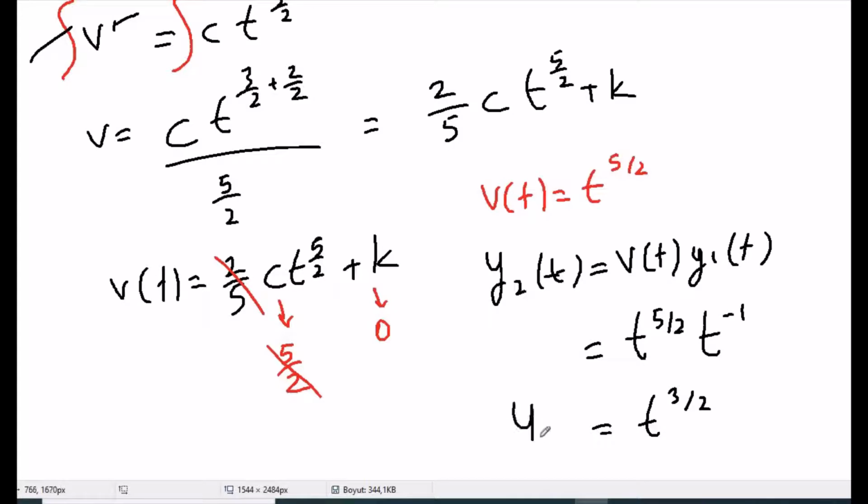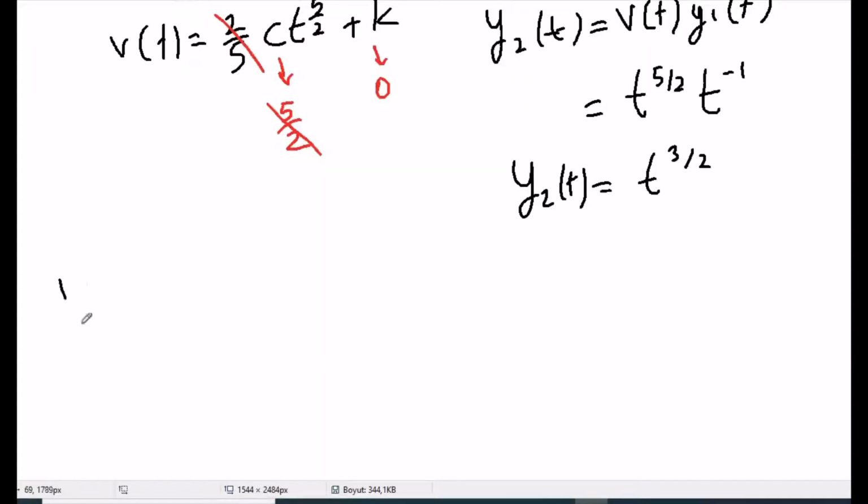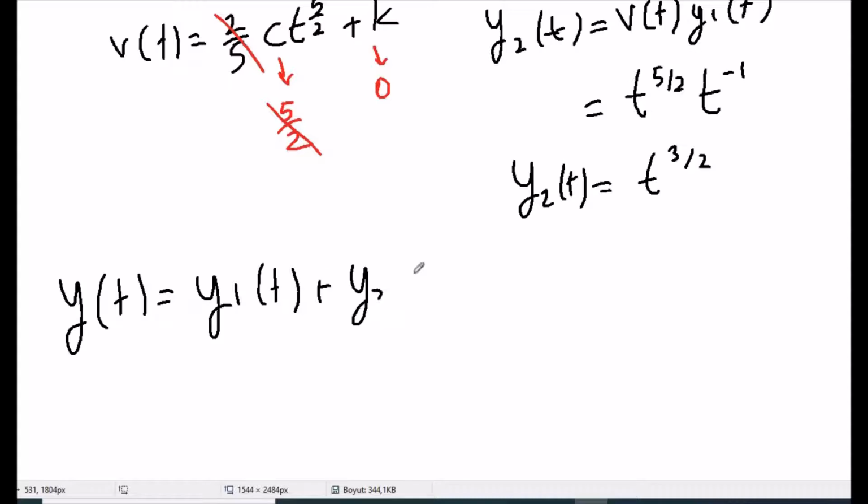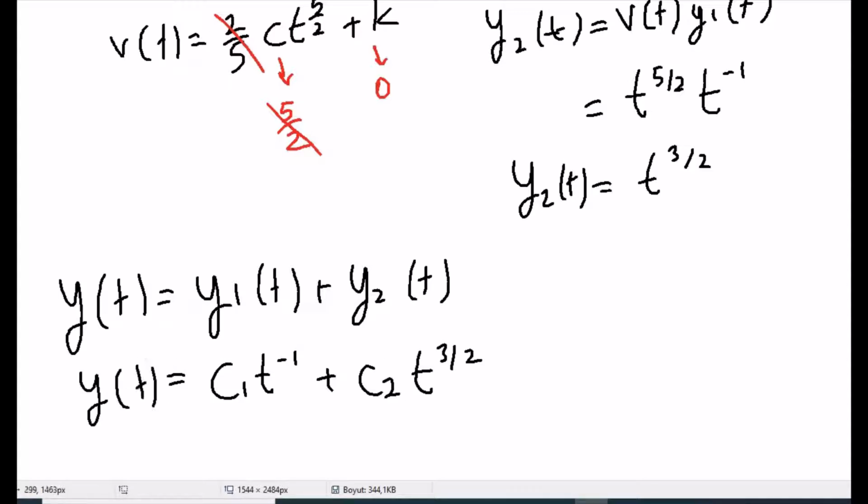Now we know our y2 value and y1 value, so we can make up our general solution. Our general solution is c1 y1 of t plus c2 y2 of t. So it will be c1 t to the -1 plus c2 t to the 3/2 as our general solution to this reduction of order.